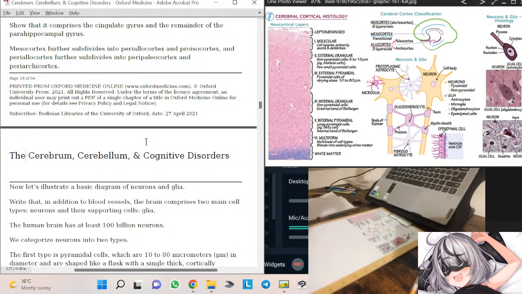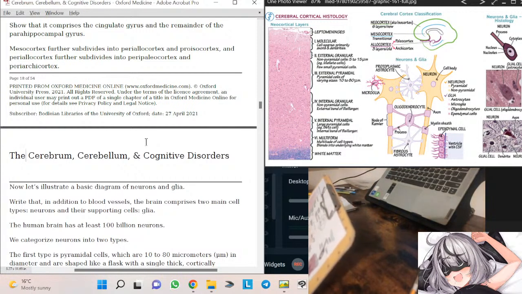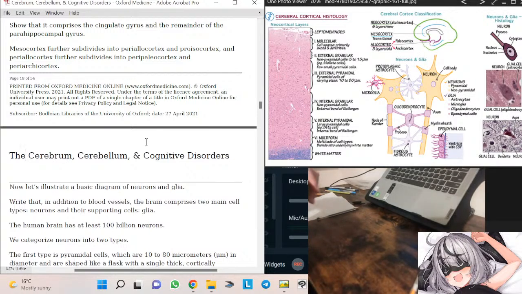Show that it comprises the cingulate gyrus and the remainder of the parahippocampal gyrus. Mesocortex further subdivides into periallocortex and proisocortex, and periallocortex further subdivides into peripaleocortex and periarchicortex.